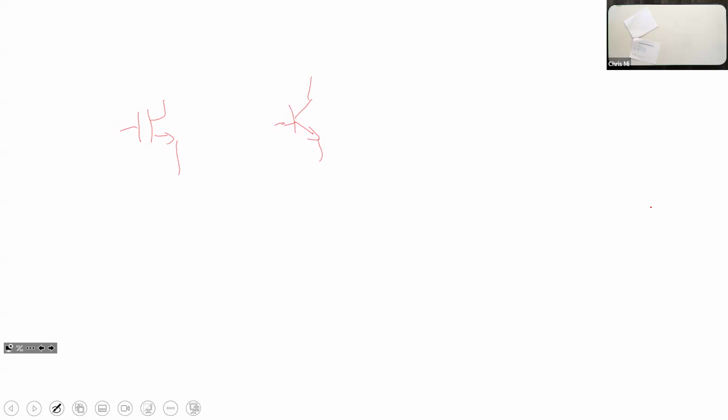So when we say we have a BJT, we use it as an amplifier. What we wanted to get out of this is some sort of either voltage or current, because that's what you want. So I'll give you a typical, very simplified example.